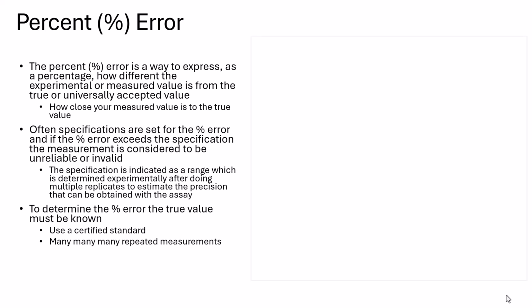Okay? To determine the percent error, the true value must be known. And we already said there's two ways to obtain a true value. One is we use a certified standard from someplace like NIST or ASTM, or we make many repeated measurements done by different individuals and done by different labs until we all agree on a universally accepted true value. So the equation for the percent error is equal to the true value minus the measured or experimental value divided by the true value times 100%.